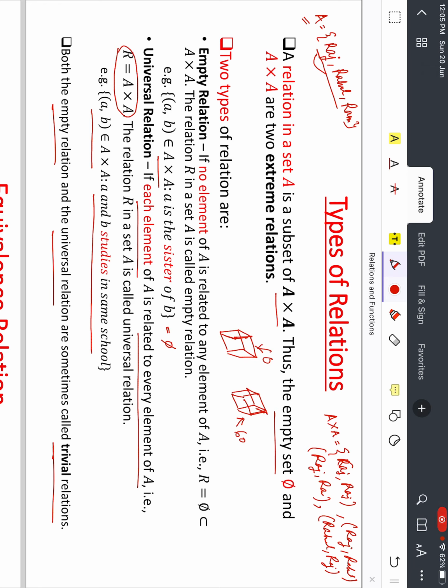So there are two cases in which you don't have to do anything, you can easily tell the answer. One is when the class is empty, and the other one is when the class is totally full. Those two conditions which are easily found are known as trivial. For the empty relation, you can easily get the answer, that is the null set, and for the universal relation also you can easily get the answer, that is nothing but the Cartesian product of the set. Since these two things you can easily find, that's why these two relations are known as trivial relations.